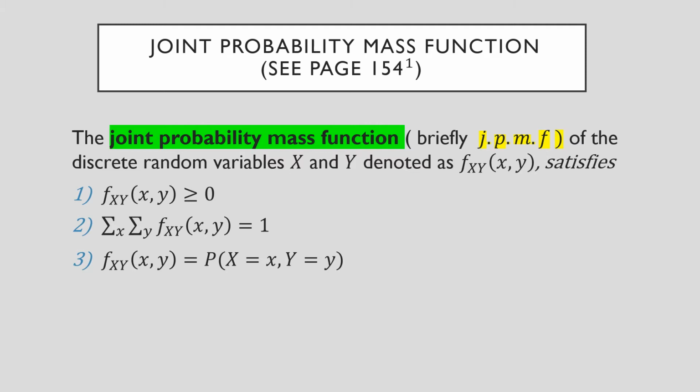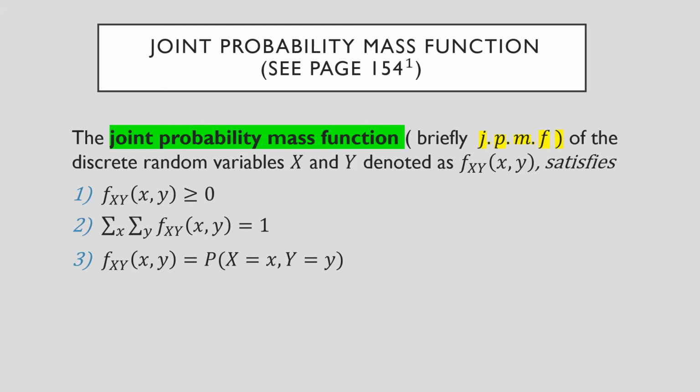The joint probability mass function, briefly known as JPMF, of the discrete random variables x and y, denoted as f of xy, satisfies these conditions. Condition number 1, that all the functional values should be either 0 or bigger than 0. The condition number 2, which is very important, when we collect all the functional values, the answer should be a unit or 1, because as mentioned in condition number 1, the values of the function should be either 0 or bigger than 0.